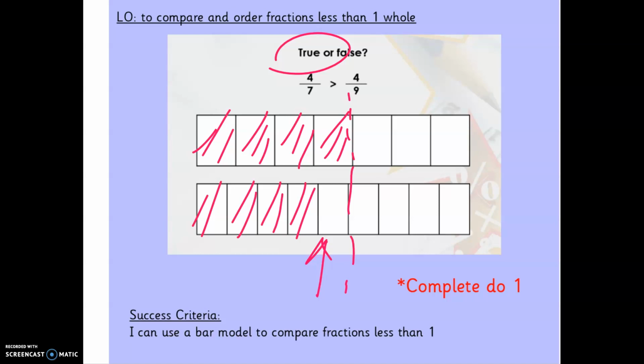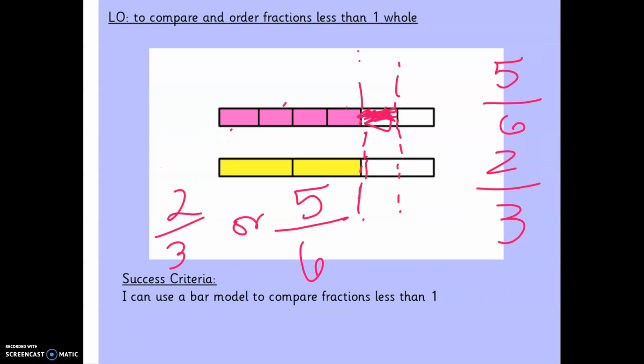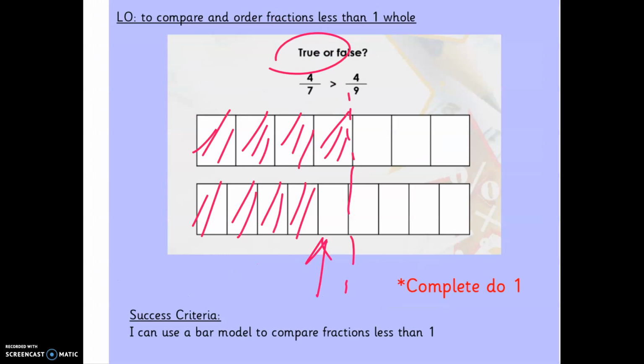Now, what I would like you to do is to stop the video, go into the lesson and do the Do One questions. The Do One questions are just like the ones that we've done, where you're going to use the bar models to colour in the chunks and compare the models to see which one you would rather have, to order and compare the fractions. So stop here, go into your lesson and do the Do One questions. When you're finished, come back and we'll move on to the Do Two, and I'm going to show you the method for ordering and comparing fractions without needing a bar.